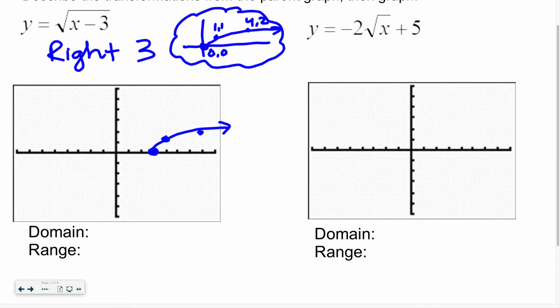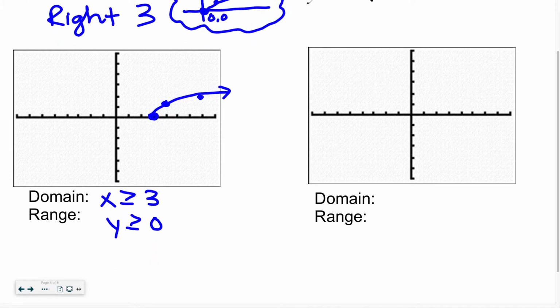Domain, x's that are greater than or equal to 3. 3 is the first time x works and gives us an answer. So greater than or equal to 3. Range, y is greater than or equal to 0. You're starting at y equals 0 down here on the x-axis, and you're going up. That's your h, and that's your k. You went right 3, so your h is 3. You went up or down nothing, so k must have been 0.